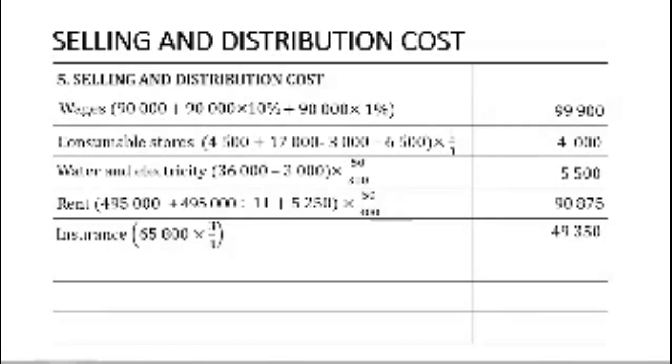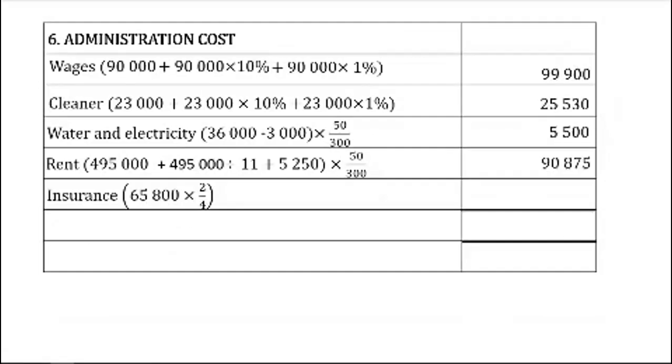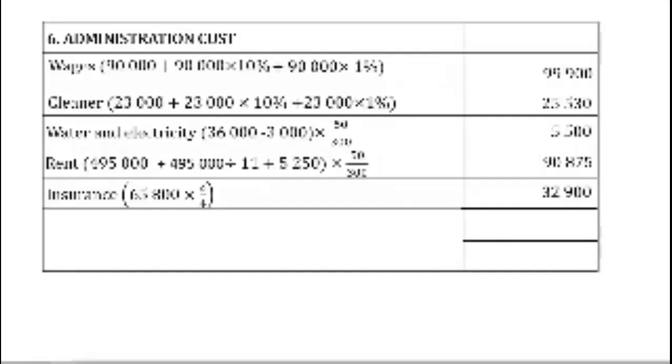And then the 2 will go to admin. The 2 of the 4 that we're given, so 65,800 is the 4. It relates to the factory. Multiply by what you want, divide by what you're given, even when you work with the ratios. So the 2 is what you want, the 4 is what you have, which is that 65,800. And then it will give you 32,900 that goes to admin.